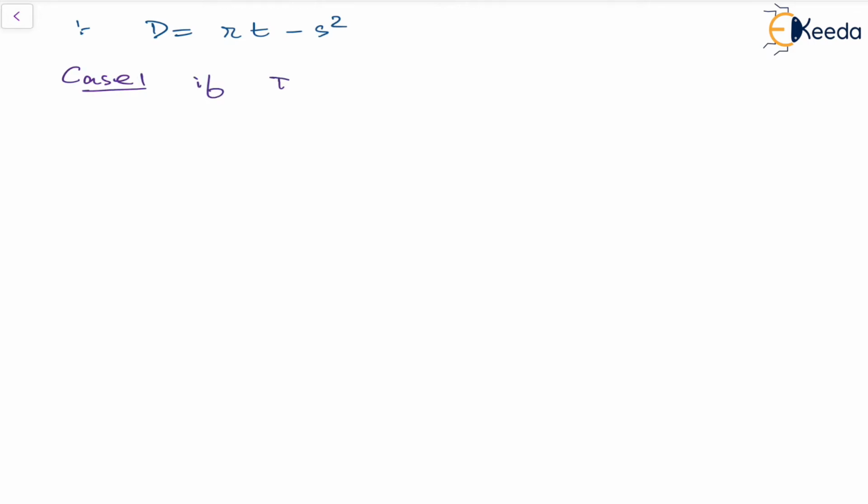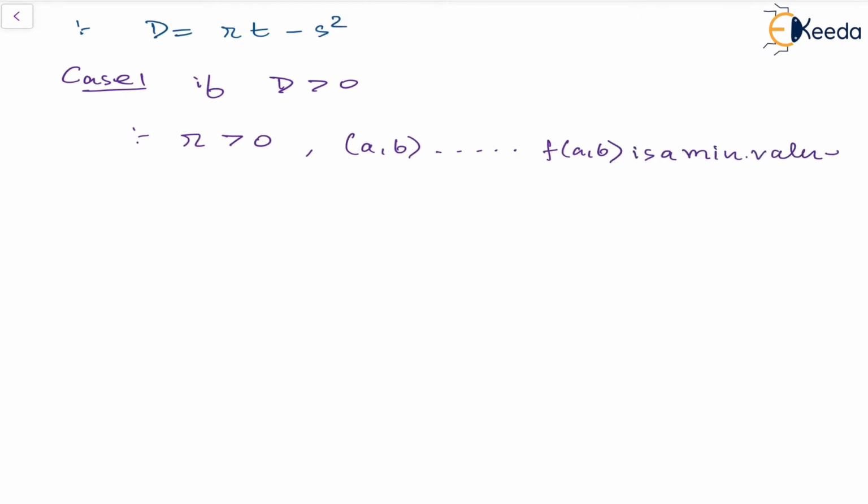If D is greater than 0, possibly we may have r to be greater than 0. So if r is greater than 0, these points, that is (a, b) or (c, d), any such critical points, will be giving a minimum value of the function. So at such points, we'll have f(a, b) to be minimum value. And let's say if r is less than 0, then such pairs (a, b), or more than that, at these points the function value is going to be maximum value.